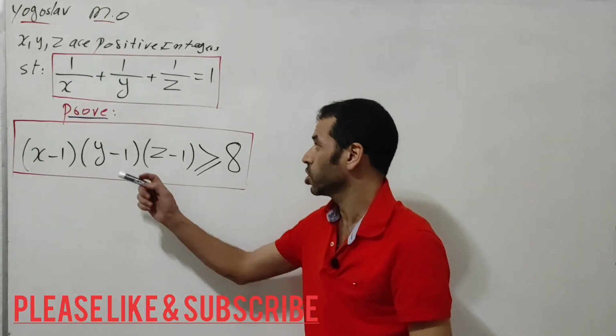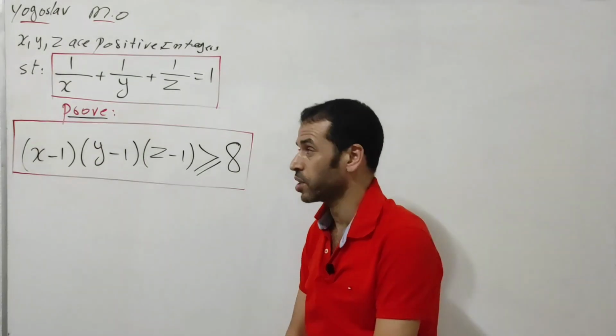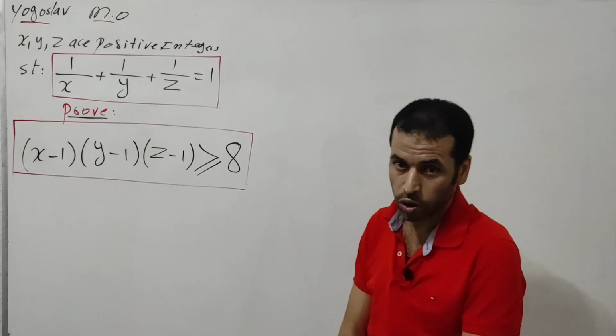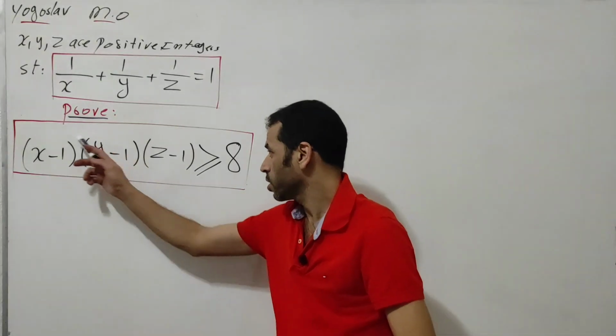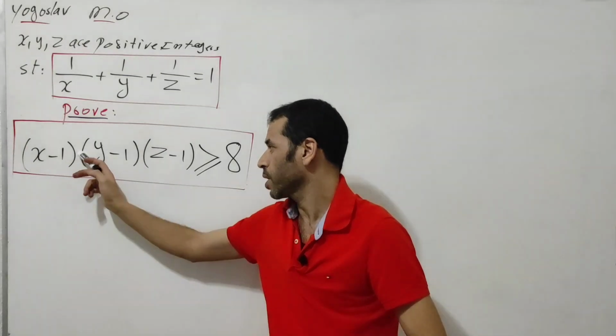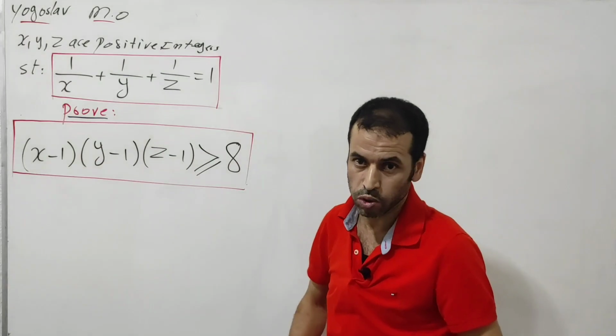We have this condition: the reciprocal of x plus the reciprocal of y plus the reciprocal of z equals 1. Our goal is to prove that this product, (x minus 1) multiplied by (y minus 1) multiplied by (z minus 1), is greater than or equal to 8.